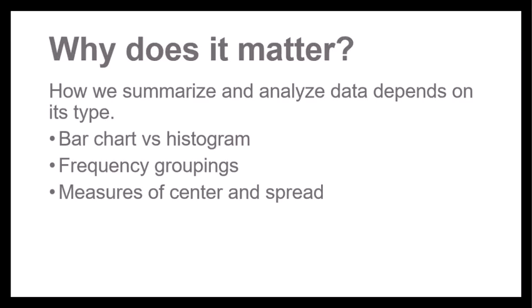So for categorical data, we're going to be focused more on frequency of different responses. Maybe we're looking at a pie chart or a bar chart to represent the frequency of each of those responses. If we're looking at numerical data, we're probably creating a histogram and looking at the distribution of those numerical values, as well as measuring different measures of center and spread.